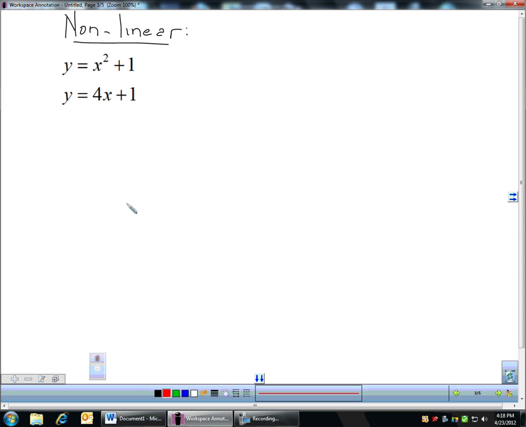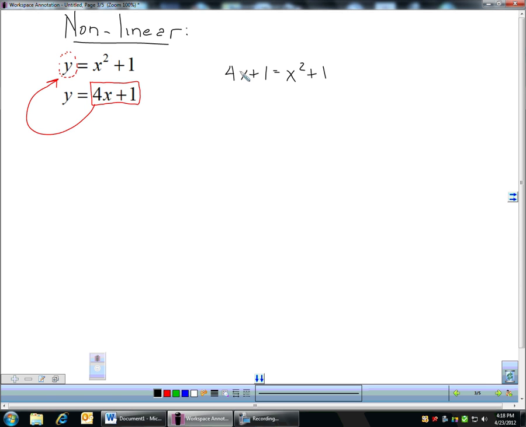This one is set up for substitution because I have y is equal to 4x plus 1. If I know that y is equal to 4x plus 1, then I could take 4x plus 1 and plug it in for y in this equation right here. And when I plug that in, I'll take out that y. I'm going to plug in 4x plus 1. I'll get 4x plus 1 for that y equals x squared plus 1. And I'll have an equation with one variable.